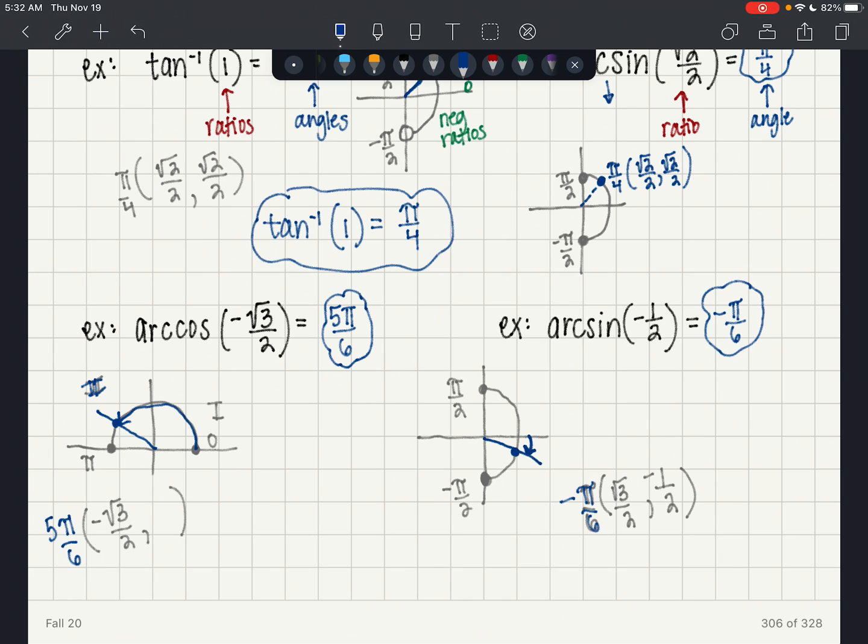Now if you look at your flashcard for arcsine, the range goes from negative pi over 2 to pi over 2. That means that your angle, negative pi over 6, has to be greater than or equal to negative pi over 2, but less than or equal to positive pi over 2. So the angle that you say is the answer has to be between those two values.